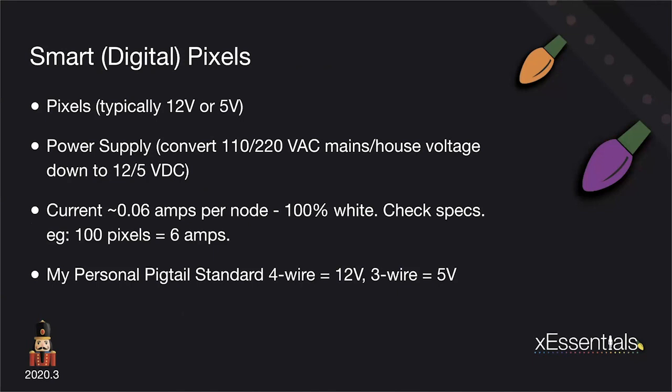So they, like I said, are 12 or 5 volts. You need a power supply to convert your 110 or 220 volt AC mains house voltage down to 12 or 5 volts DC, depending on which ones you have. Using that 60 milliamps per node current draw, and that would be if all 3 are on to produce white. So we call that 100% white. 100 pixels would be 6 amps.